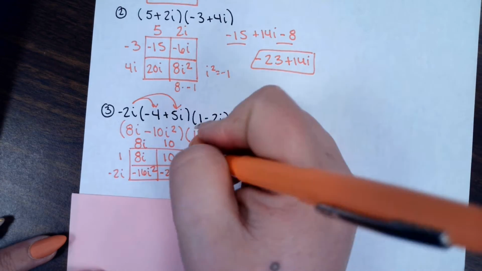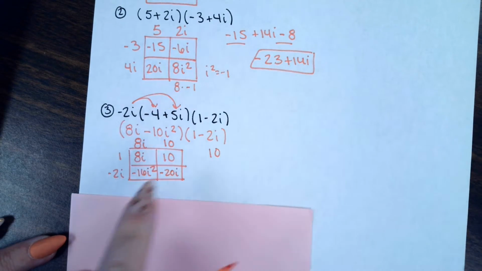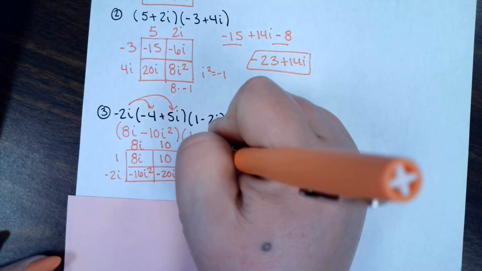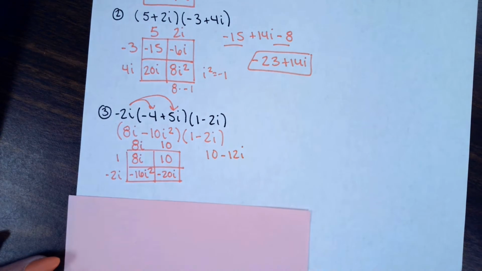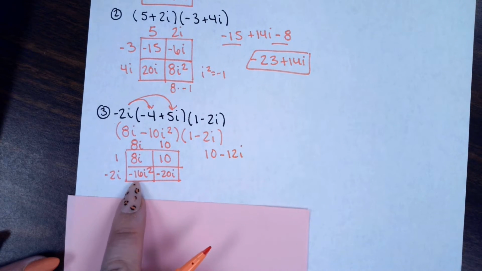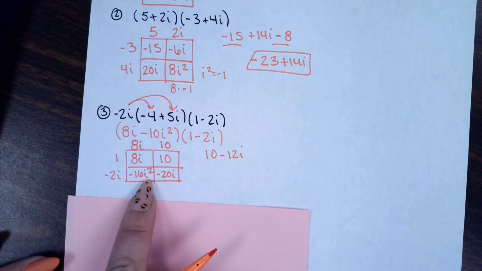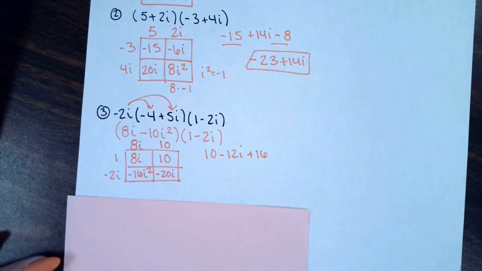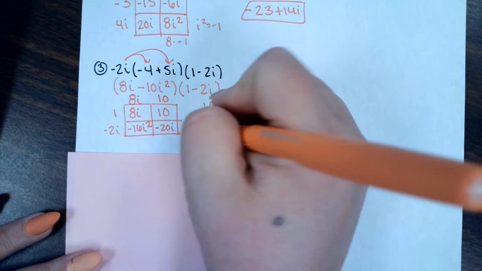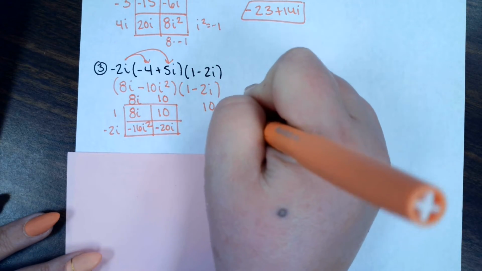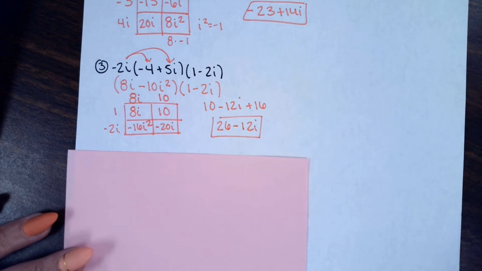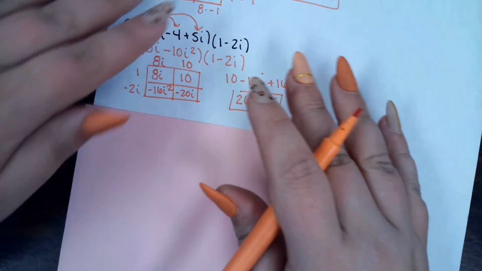All right, let's write it out. So we've got 10. Then we have some like terms here. 8i and negative 20i gives me negative 12i. We've got negative 16 times i squared. i squared is just negative 1. So this is negative 16 times negative 1, which is positive 16. And then we combine like terms. 10 plus 16 is 26 minus 12i. That's it.